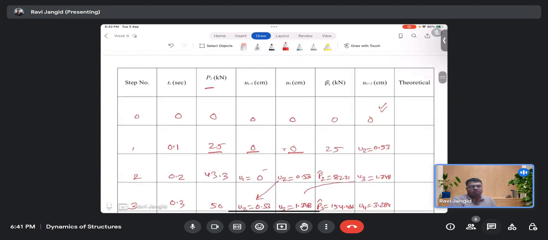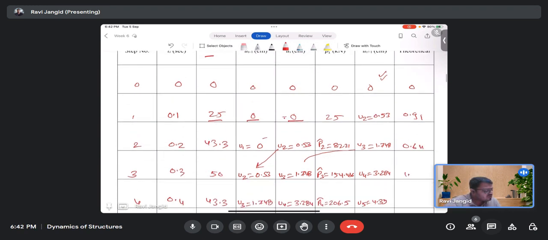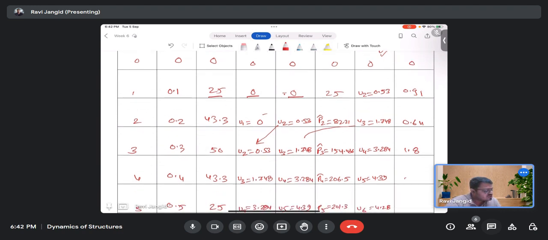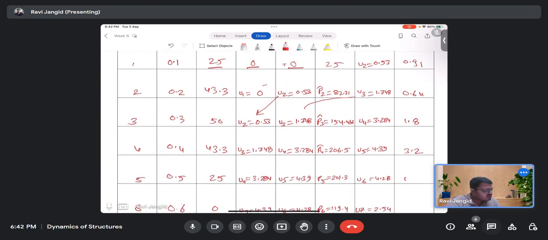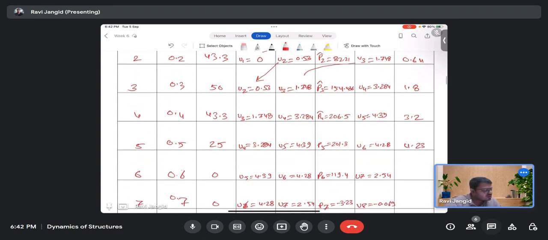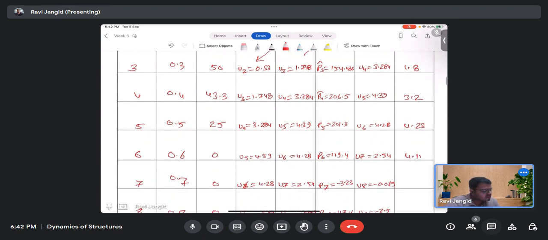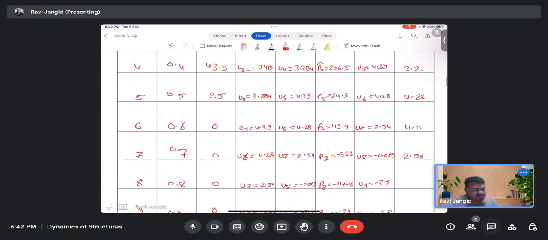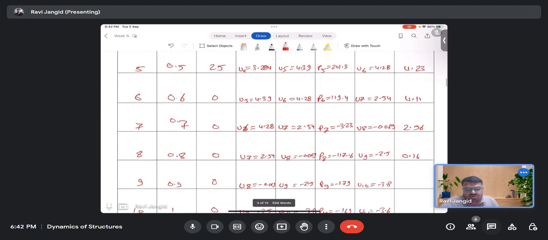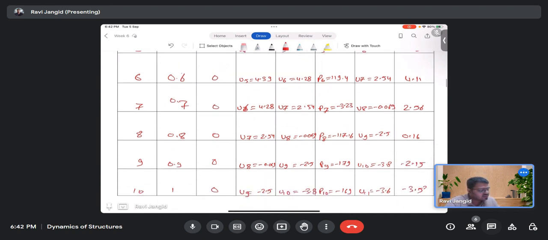So the theoretical solution I am getting is 0.91, 0.64, 1.8, 3.2, 4.23, 4.11, 2.56, 0.16, 2.15, 3.53. So here I can compare the theoretical and the numerical.